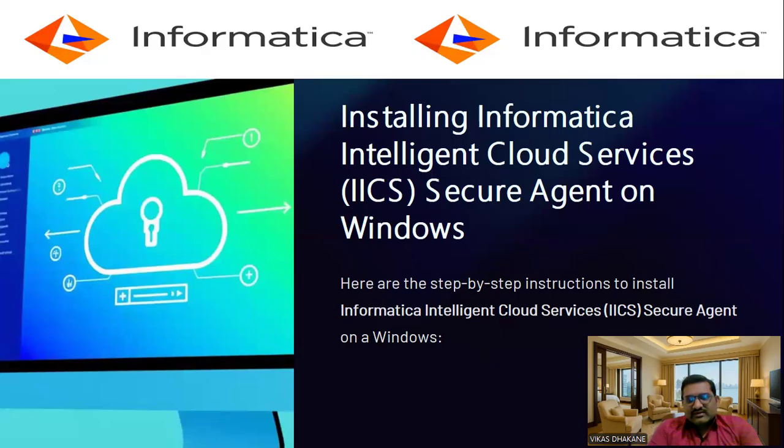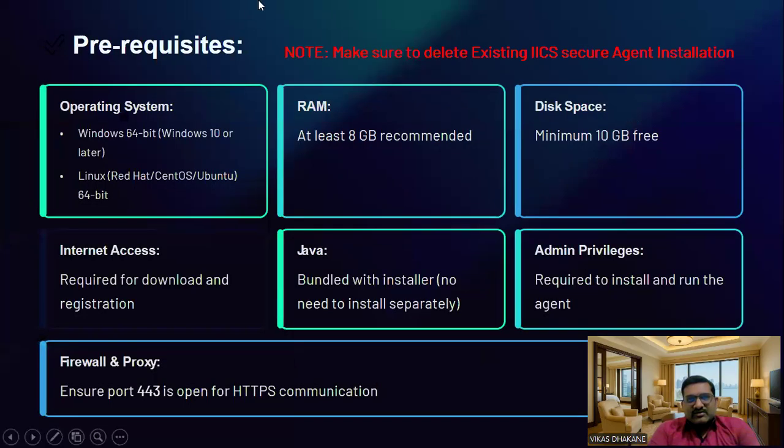Let's see what the first steps are in the installation of the IICS Secure Agent. First, if you are already using the Secure Agent, or in the past you have tried to install it, you need to delete the existing IICS Secure Agent installation. Then only you can install a fresh copy of the IICS Secure Agent. Otherwise, you may face a lot of issues while installing it.